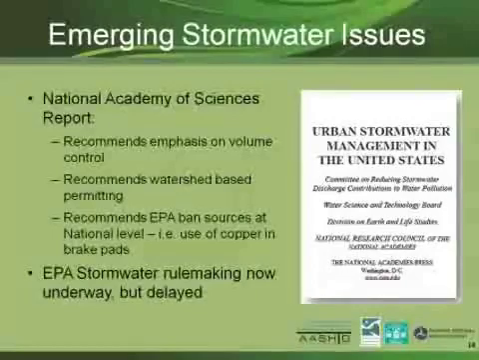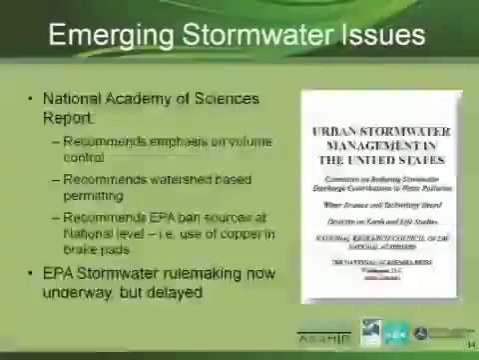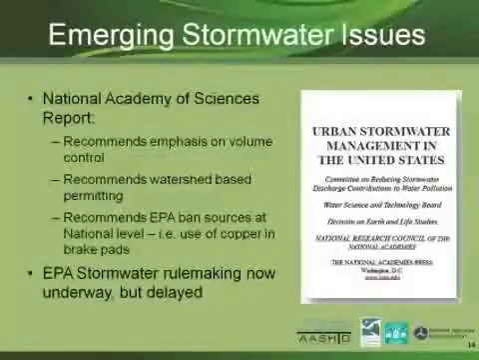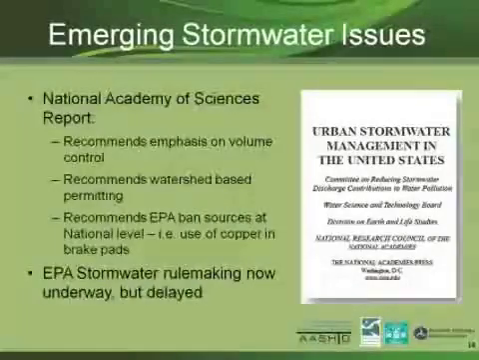The report also recommends for EPA to impose rules to ban sources at the national level. An example is elimination of copper in brake pads. Caltrans has been engaged in partnerships working on elimination of use of copper in brake pads. Controlling copper at the source would be beneficial rather than construction of costly BMPs. And the EPA stormwater rulemaking has been underway for several years now. It's currently delayed, but a rule is likely expected to be released sometime in the next few months or within a year.